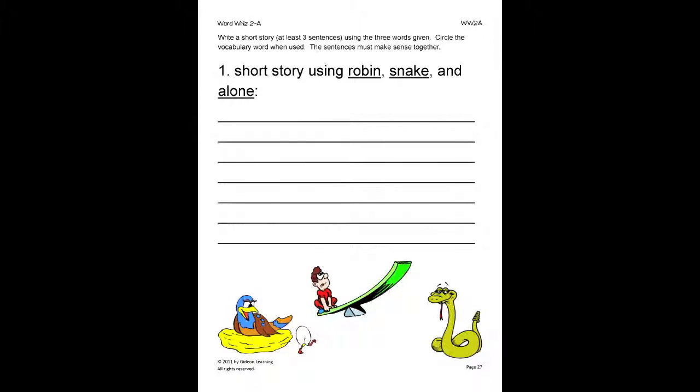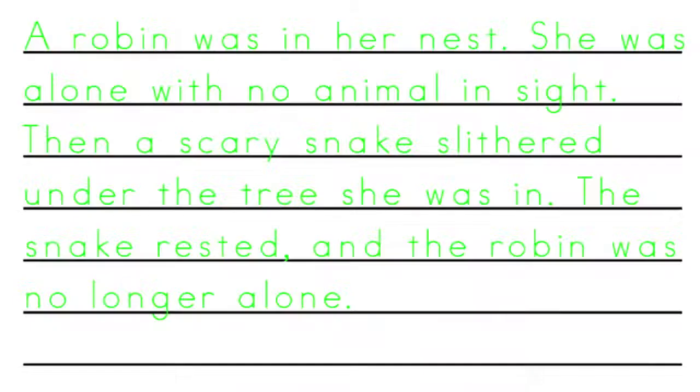Lastly, the student will write a short story of at least 3 sentences. Be sure that the sentences make sense together. A good story would be like this one. A robin was in her nest. She was alone with no animal in sight. Then a scary snake slithered under the tree she was in. The snake rested and the robin was no longer alone.